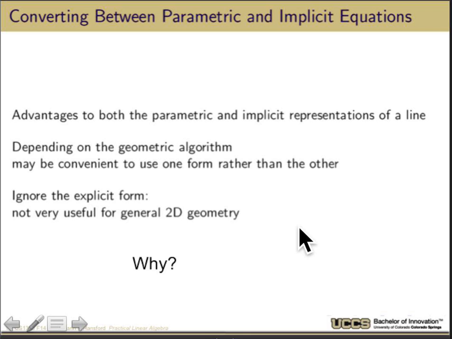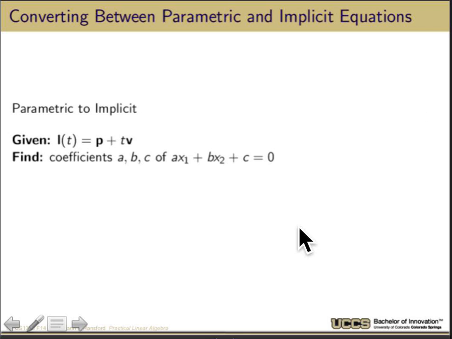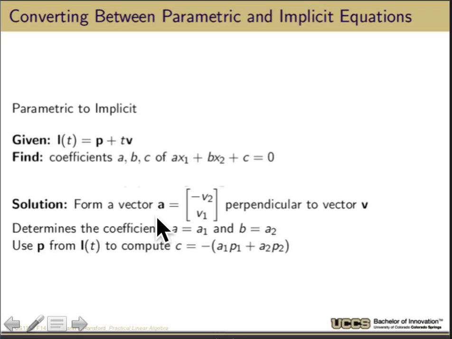Okay, so let's go back and look at how we do parametric to implicit representations. Given a parametric line, right? So we have P plus T times V, point normal form, point plus vector form. We want to find the coefficients A, B, C of the implicit form. So how are we going to do this? Well, first step, which we talked about before, we're going to form a vector which is perpendicular to V. So we're going to take A, which is minus V2 over V1. This just gives us the perpendicular to V.